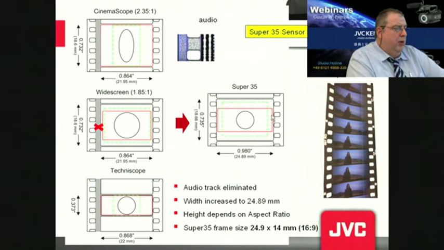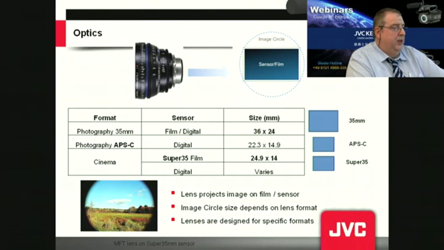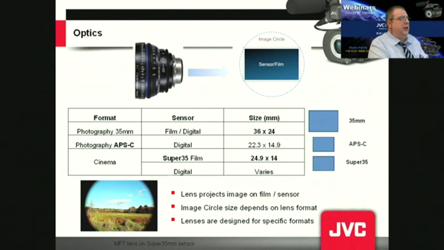It gets more picture information here because the audio track is eliminated, which increases the width to 24.89. You can see it's an almost similar value, and the height depends on the aspect ratio. In the case of 16 by 9 it is 14 millimeters. That's our typical film format, and that's why our sensor is matched to it. Again, this is the demonstration here about the image circle. You have seen that with my practical demonstration.